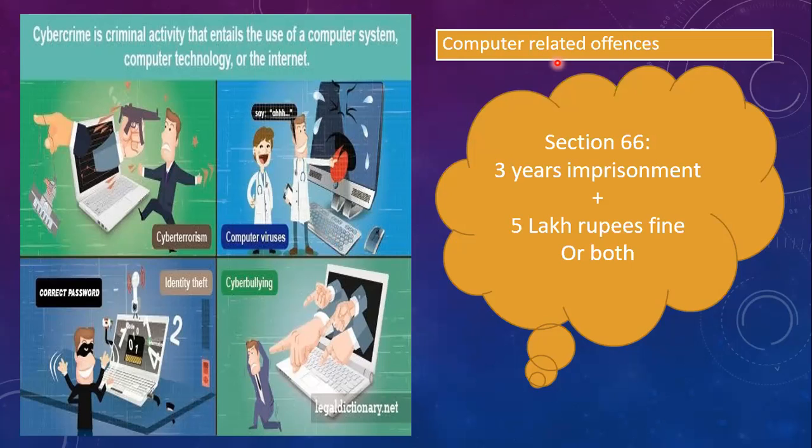So normally it applies to all the computer related offenses, such as destruction, deletion, or alteration, or trying to diminish the value or utility of, or affect, the information residing in a computer source. So anybody who commits such a crime is covered by section 66.